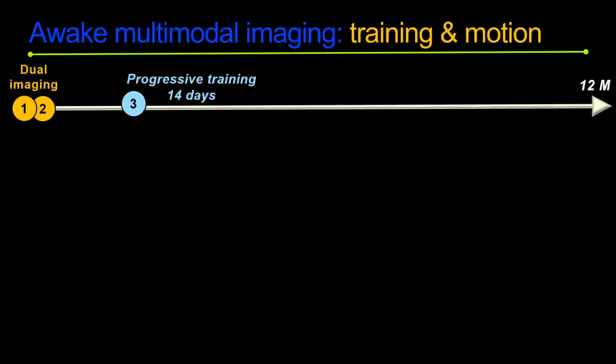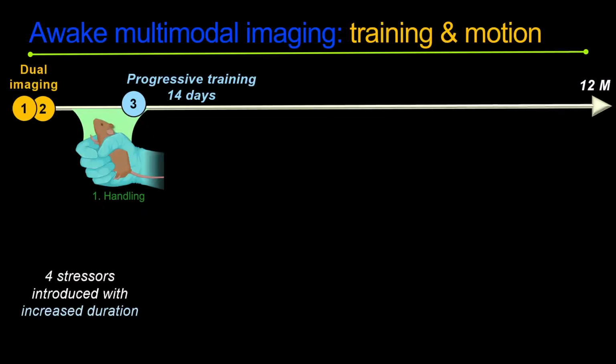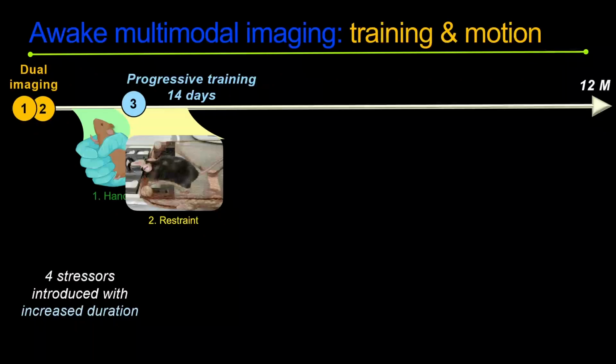Then after this one, we started training the animals to be awake in the scanner, which means we gave a first progressive training of 14 days. Progressive training because we introduced different sources of stress, increasing in numbers and increasing in duration every day. So the first one is handling the animals for a few days, then restraining the head of the mouse. The mouse is sitting on a hairnet. If you want to, we can discuss later about this as well.